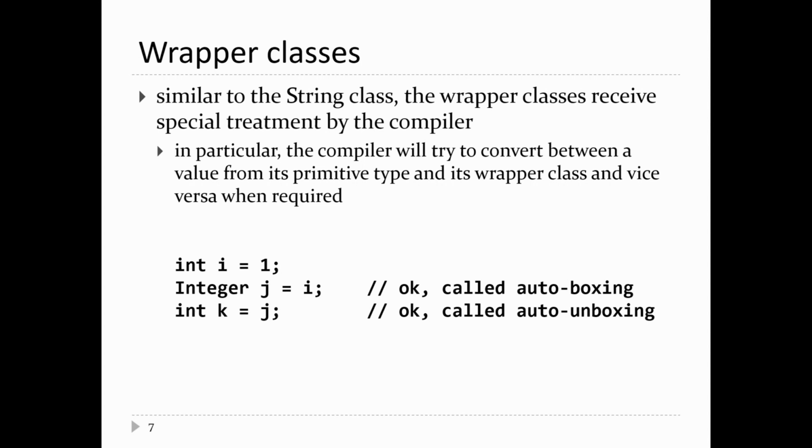Does autoboxing work with literals? Yes. You can write Integer j equals 5, and that's fine.